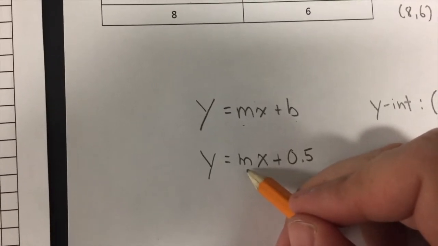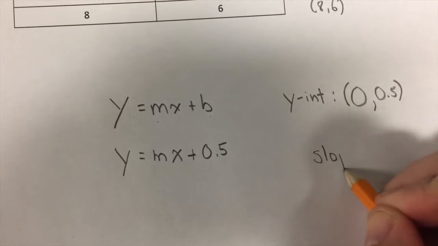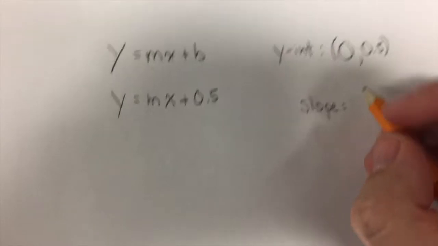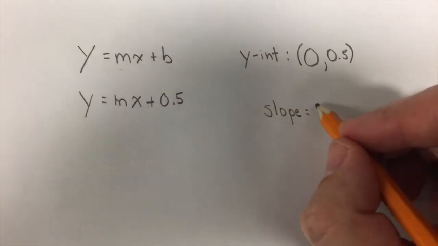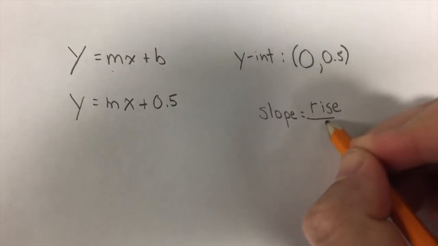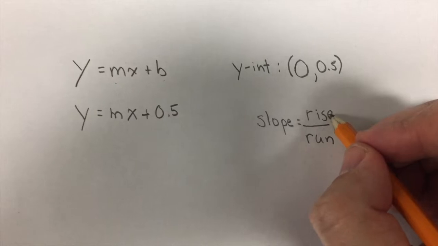Now I need to figure out the slope. I'm almost there. So for my slope, there's lots of ways to look at it. There are equations for it. There are different ways to do it. I always like looking just at our rise over our run. It's how much it's going up by how much it's going over by.